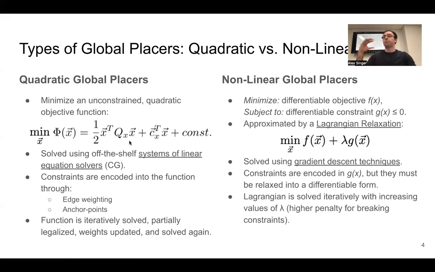And the topic of discussion for this presentation is nonlinear global placers, which, instead of constraining ourselves to a quadratic equation, we can constrain ourselves to having any differentiable objective function and any differentiable constraint function. And we can use a Lagrangian relaxation to minimize this unconstrained optimization problem using gradient descent techniques. So in this presentation, what I've been focusing on are nonlinear global placers, which represent the analytical placement problem as an electrostatic system.